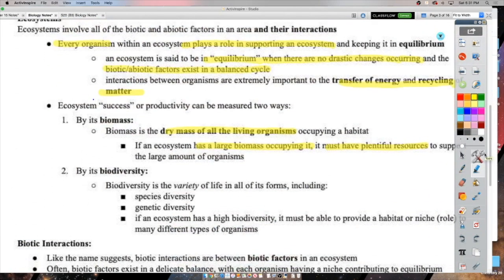Now we can also define it, and this is a more realistic measure of what a successful ecosystem looks like: biodiversity. That word diversity means variety, a lot of different options for life. So biodiversity is just the variety of life in all of its forms. That includes species diversity, having a whole bunch of different species, right? Genetic diversity, that means within a species, there's a lot of different genes at play, right? A lot of different traits. So when you look at humans, we have a lot of genetic diversity, right? We have lots of different skin tones and hair colors and eye colors.